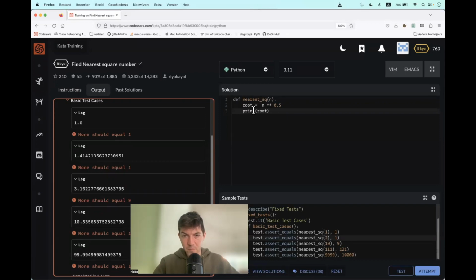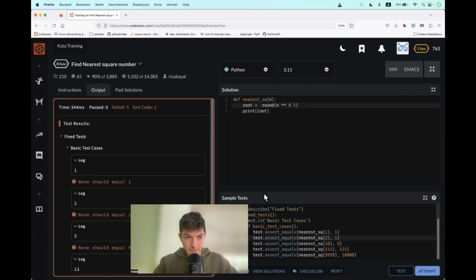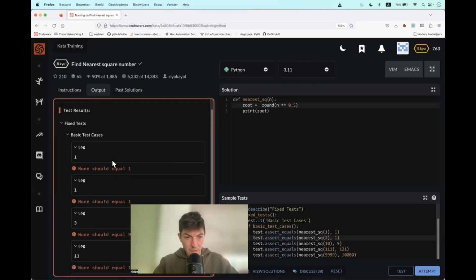What do I mean by that? Well, when I use the built-in round function right here, we will see that all the numbers that are below 0.5 will be rounded down, and all the numbers that are above 0.5 will be rounded up. Let's test it again. And you might guess where we are going. As you can see, these are the rounded numbers. 1, 1, 3, 11.